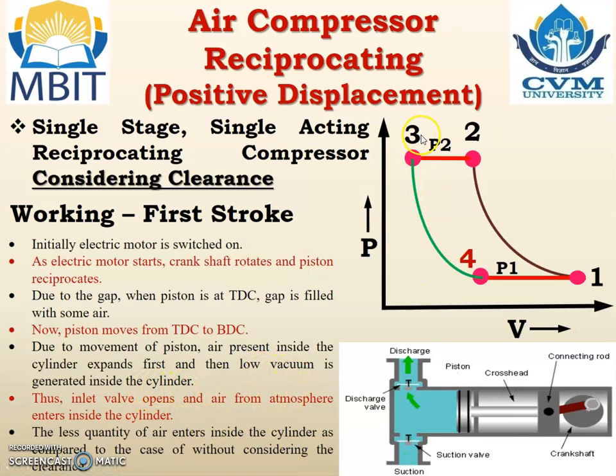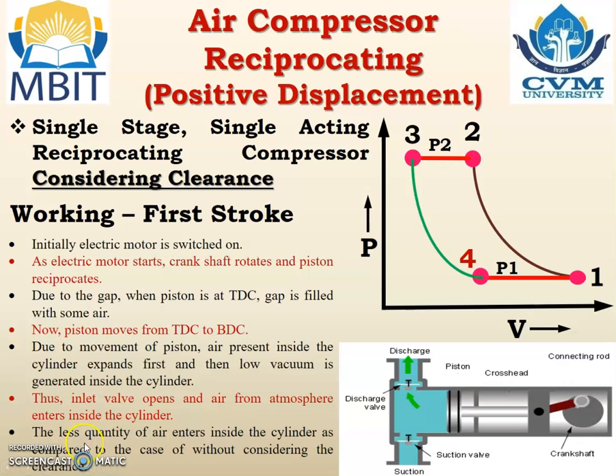the cylinder. So at point number 3, the piston starts moving from your left hand side to right hand side if it is a horizontal engine, and if it is a vertical engine, from top dead center to bottom dead center. But as the pressure is high, initially the air will be expanded and it reaches the low pressure, that is the atmospheric pressure or the vacuum, and then the suction valve opens. Thus the inlet valve opens and air from the atmosphere enters into the cylinder.